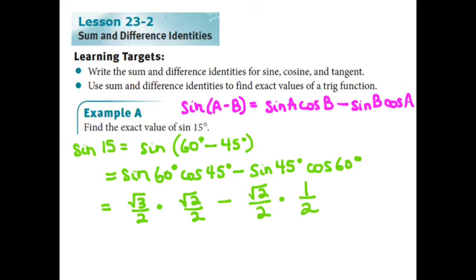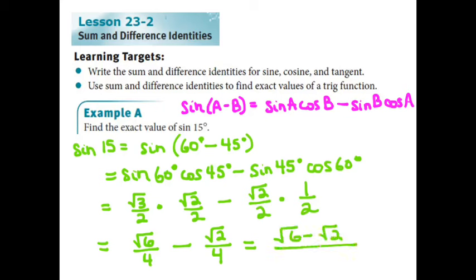So next step, I'm going to multiply these fractions. The square root of 3 times the square root of 2 would give me the square root of 6 over 2 times 2, which is 4. So that first product gives me square root of 6 over 4. Minus the square root of 2 times 1 would be the square root of 2 over 2 times 2, which again is 4. And so we have this answer, or since we do have a common denominator, we could combine those together into one fraction, square root of 6 minus the square root of 2 over 4.